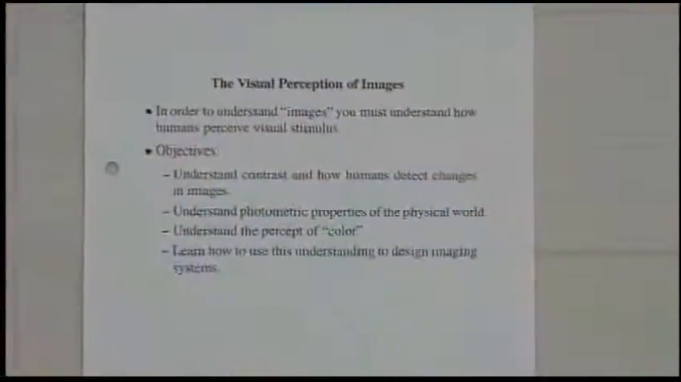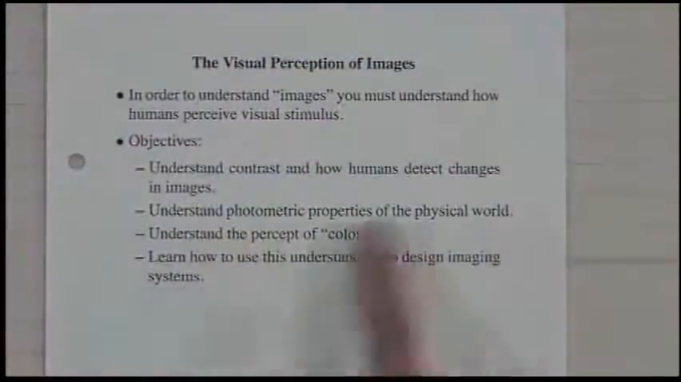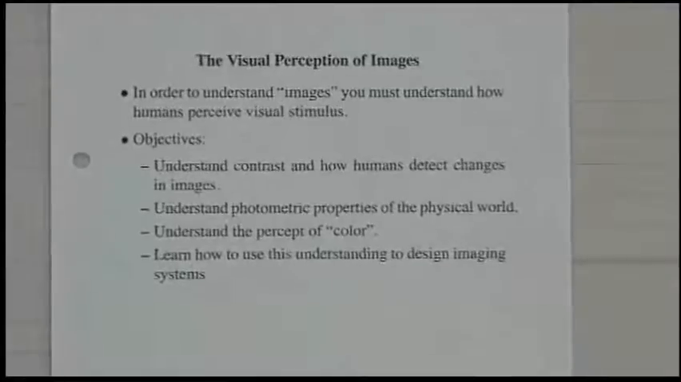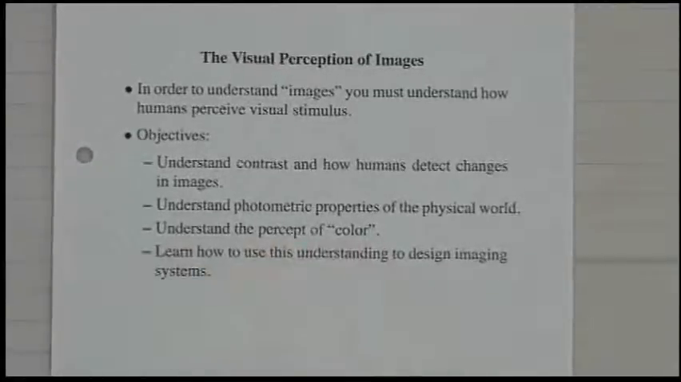Okay, so first of all, we're going to learn about contrast and understand the photometric properties of the physical world, and then we're going to understand the percept of color. Last time, hopefully, I convinced you that color is in fact a percept rather than a physical property of a material. Okay, and learn how to use this understanding to design imaging systems.